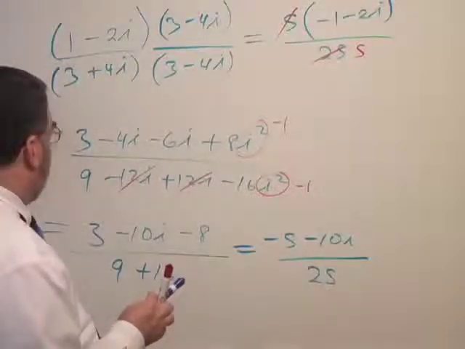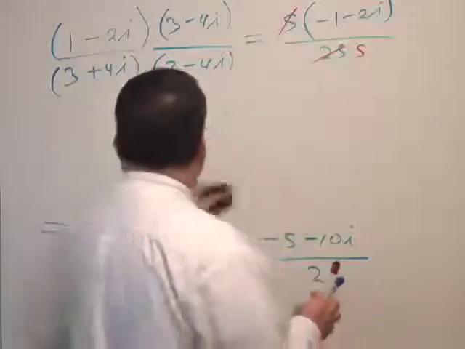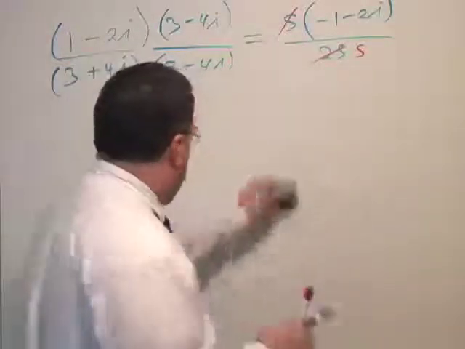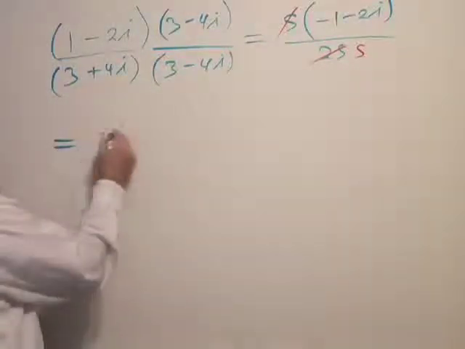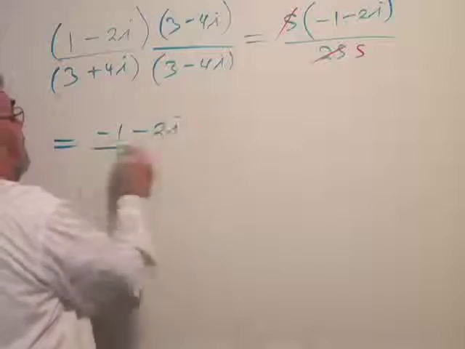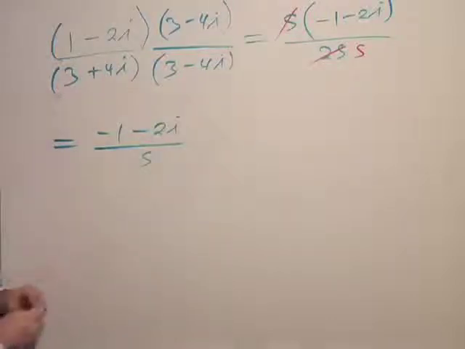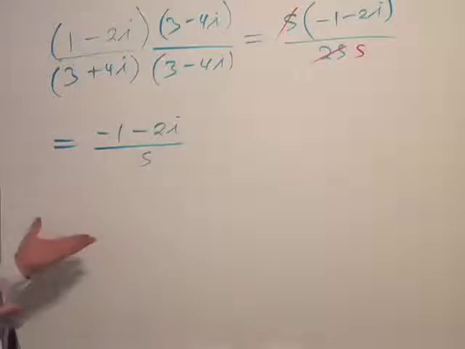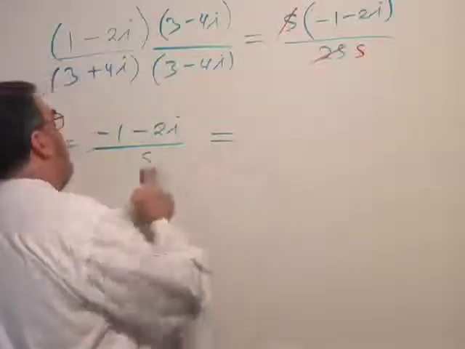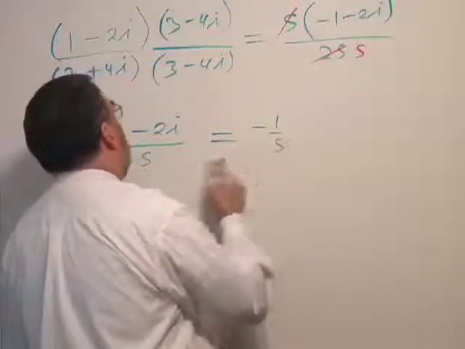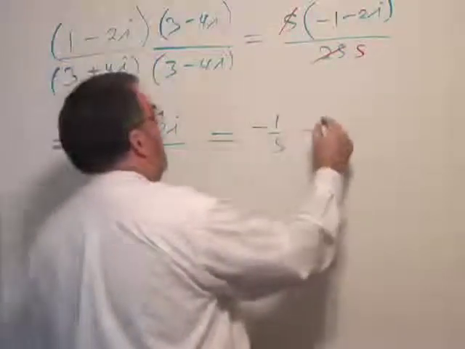All right, so let's write this out. I need to make some room. So this ends up equaling negative 1 minus 2i over 5. Now this is a perfectly good answer to me, but practicing problems in a textbook, they will, I believe, usually split this up this way. So we could split this up as negative 1/5 and then negative 2/5 i.